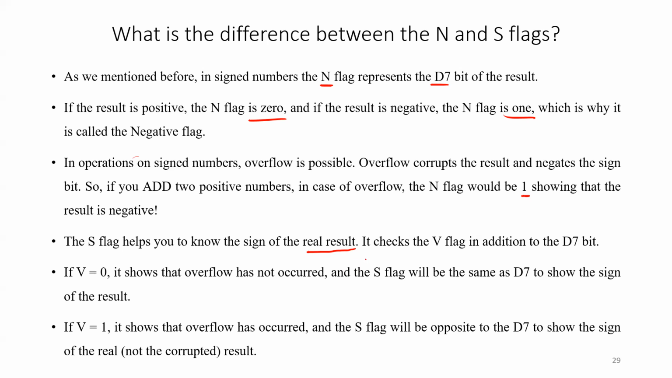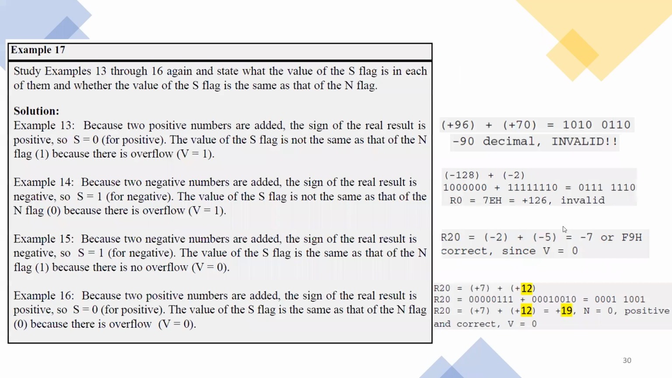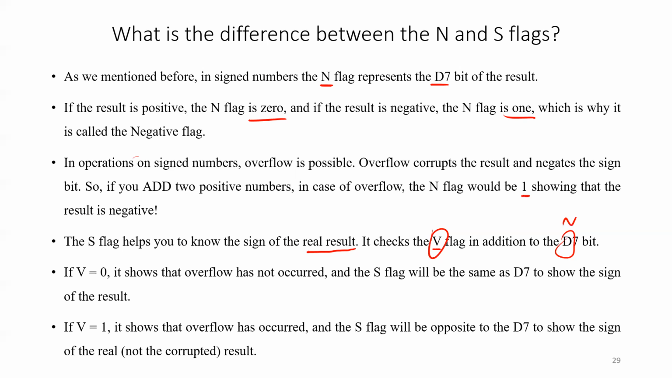Let's see how S is working. S is checking the V flag in addition to the D7 bit. So S is going to check both V and D7, or we can say N, because N and D7 will be the same. Sorry. So what is the rule of S now?